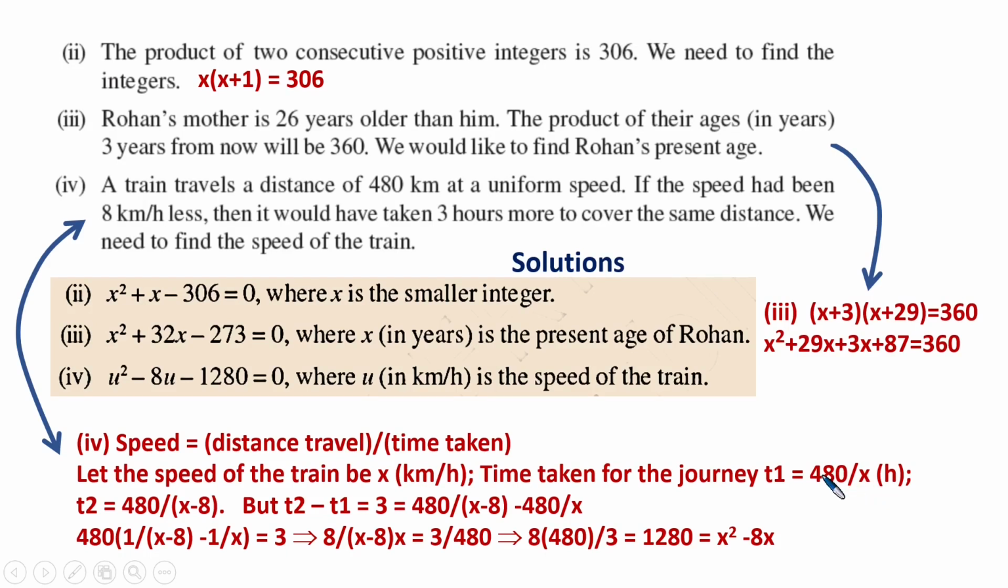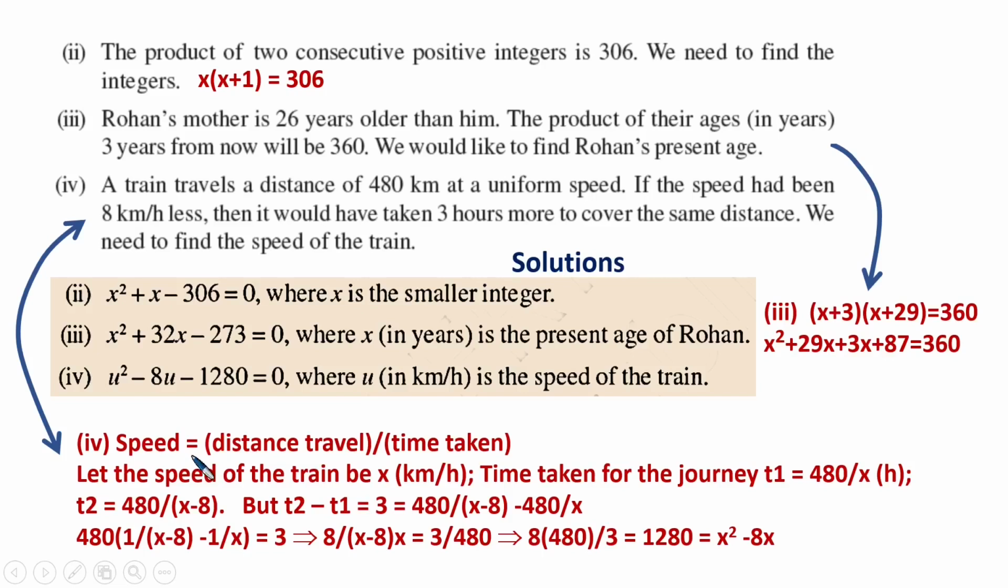You know that speed is distance divided by time, so distance will get cancelled and 1 by time will go up, giving time. And time t2 is 480 divided by x minus 8, because now it is going 8 kilometers per hour less. You have been given that the difference t2 minus t1 is 3 hours. This is your t2 here and this is your t1. So now you have this equation. Here I am writing it: 480 is common, 1 by x minus 8 minus 1 by x equals 3.